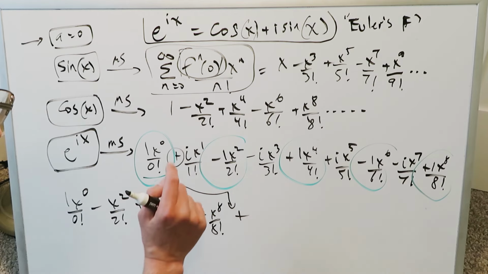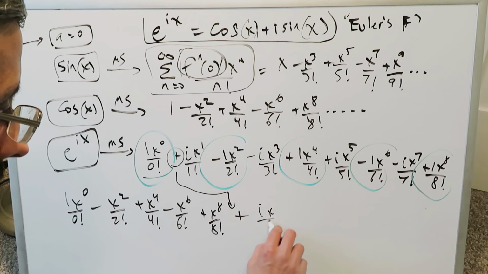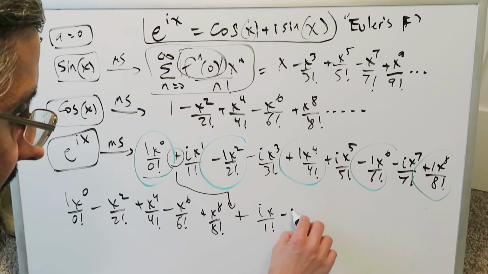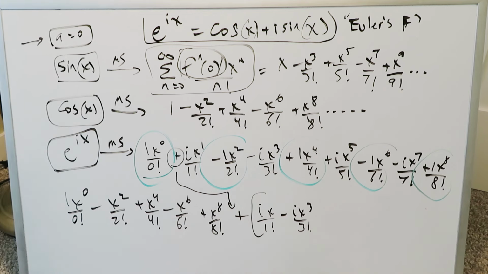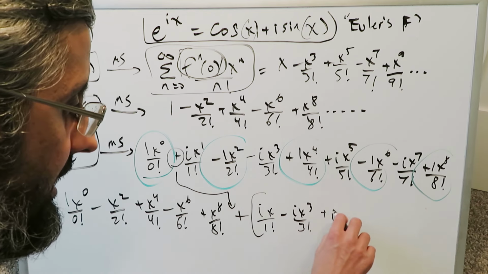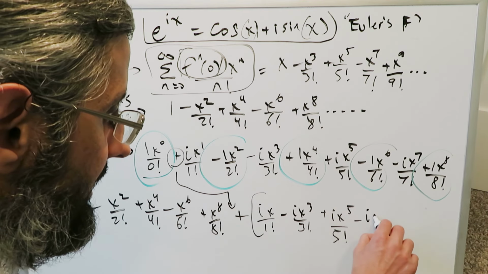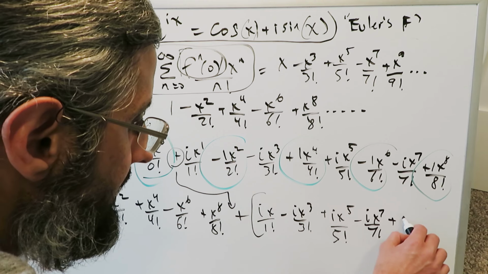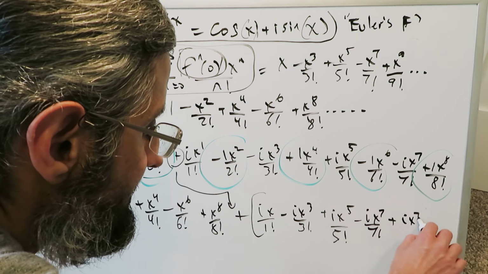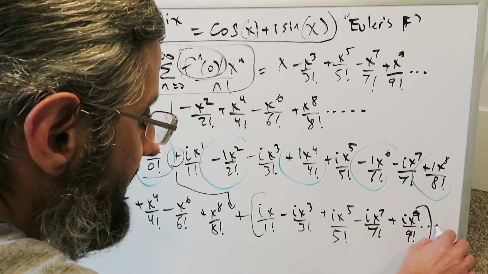Now let's look at the imaginary number components. I have here an i x over 1 factorial. I have here a minus i x cubed over 3 factorial, and I can put a parentheses here. I have a plus i x to the 5 over 5 factorial. Then I have a minus i x to the 7 over 7 factorial, and then you know what the next one would have been, plus i x to the 9 over 9 factorial. Had I gone one more, that's what I've got.